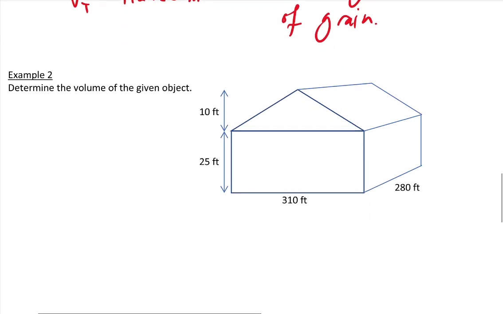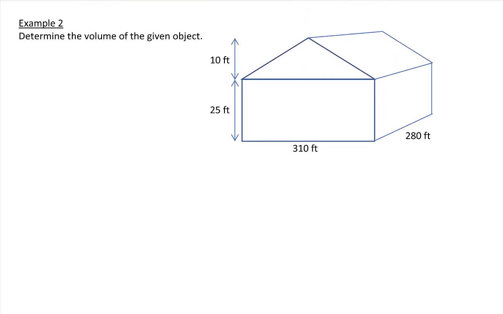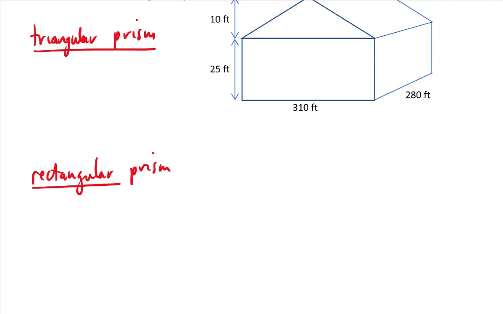All right, last example. Determine volume of the given object. So again, identify your objects. So the top one is what we call a triangular prism. And then the bottom one is a rectangular prism. And if you're not sure of the names, remember you have the formula sheet with the pictures to help you with the names.